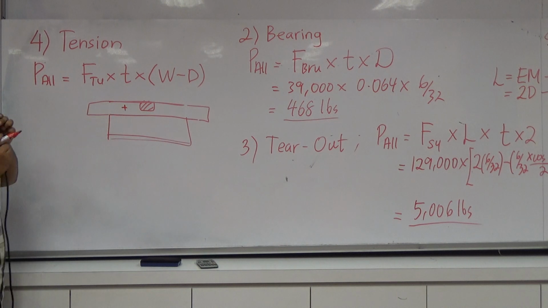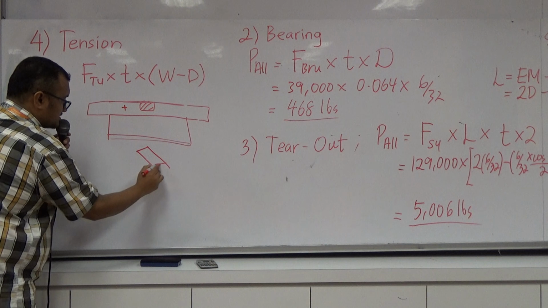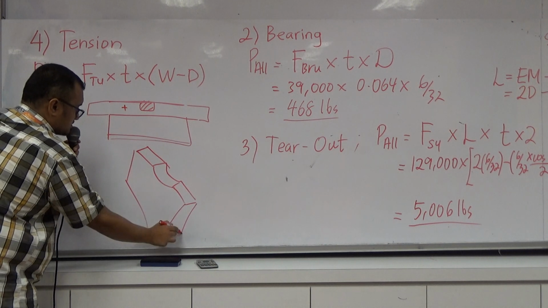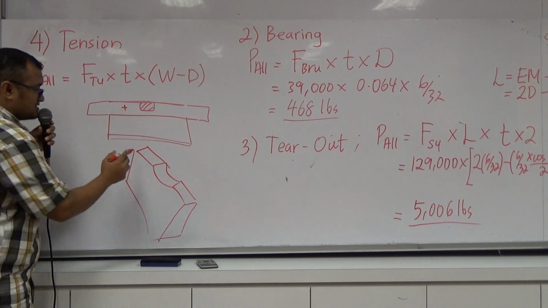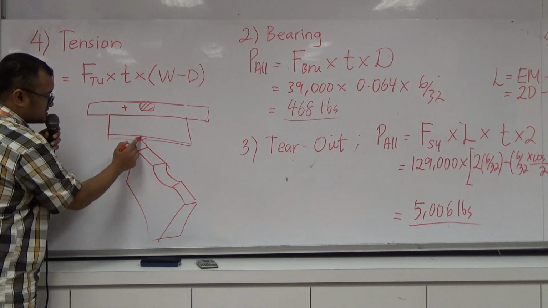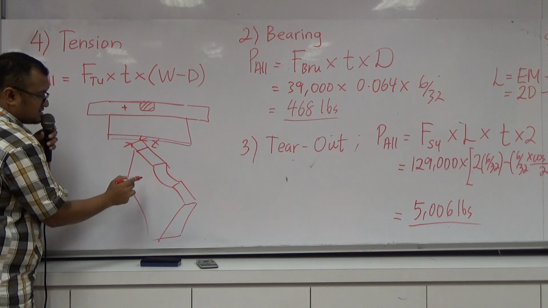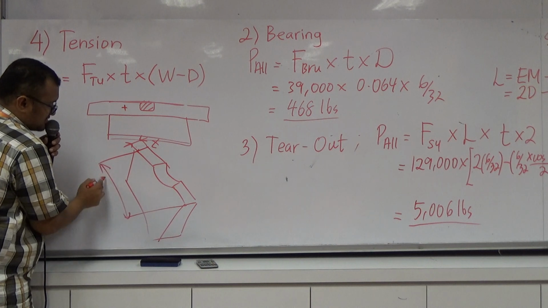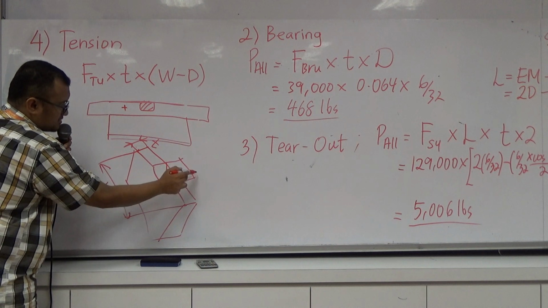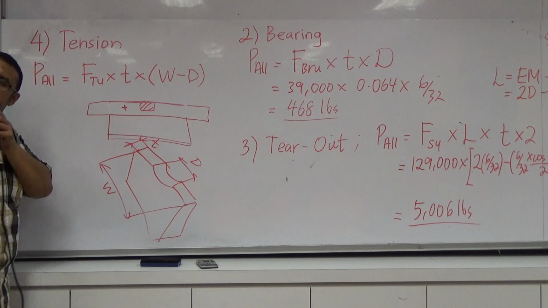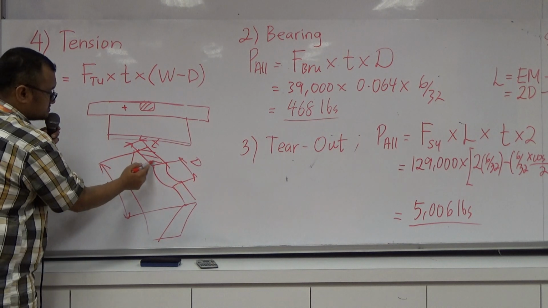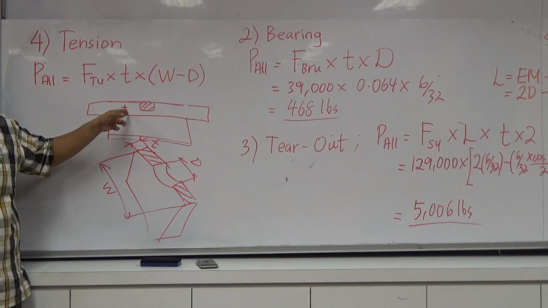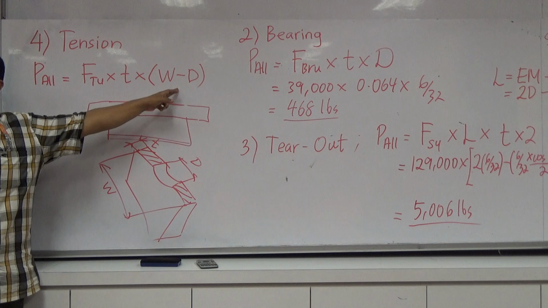Because what is tension? Tension is the area that it carries, from first the thickness, okay, that's why T, and then W minus D. This is the area. So if you drill one hole, it means this is the formula.